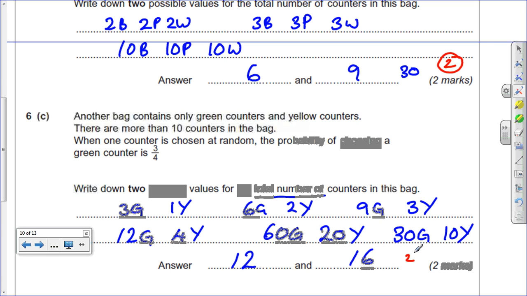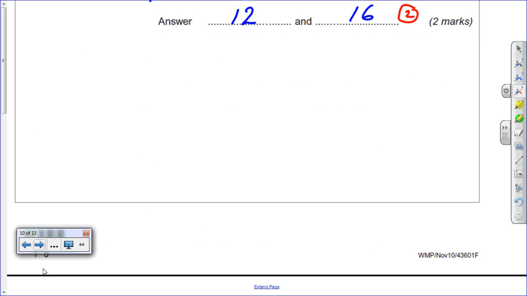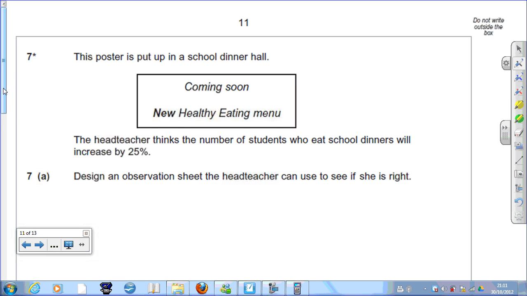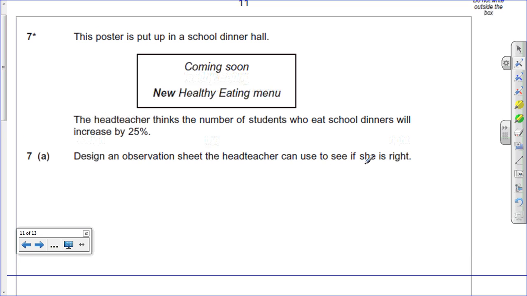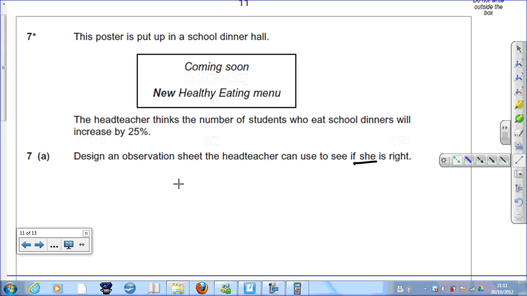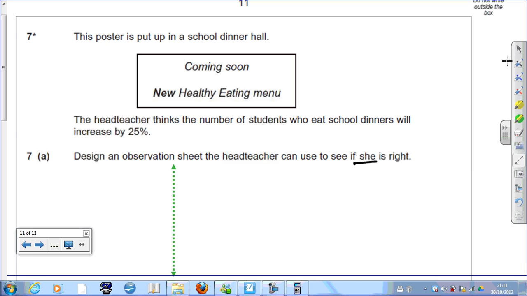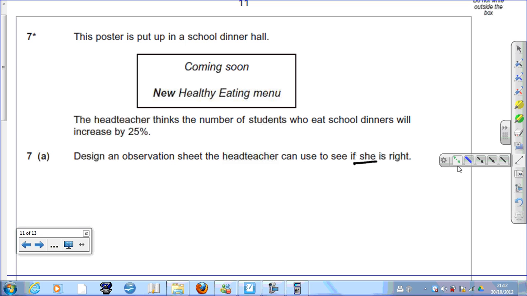And an observation sheet. It's basically a tally chart, isn't it? Coming soon, new healthy eating menu. Who eat school dinners will increase. Well, how could you do it? Well, first we'd record the old menu. We'd see how many pupils ate dinner when it was the old menu. And then once the new menu came into place, we'd have a look and see how many ate dinner.